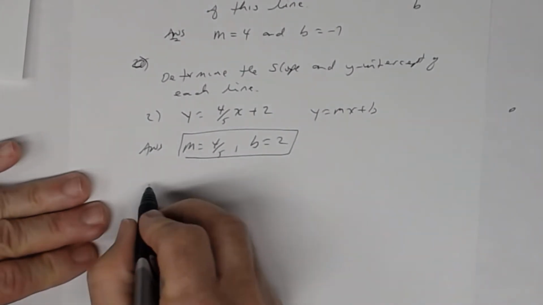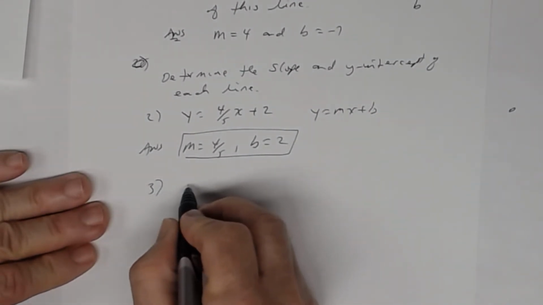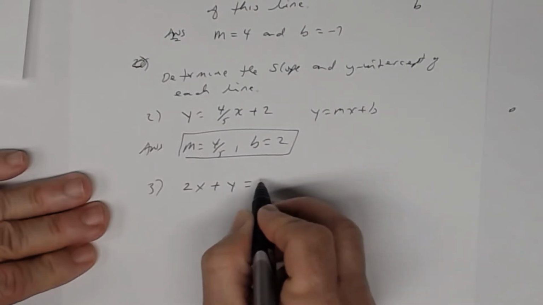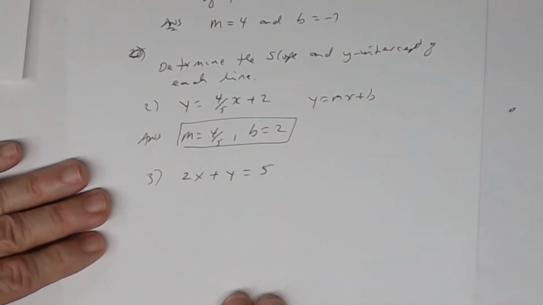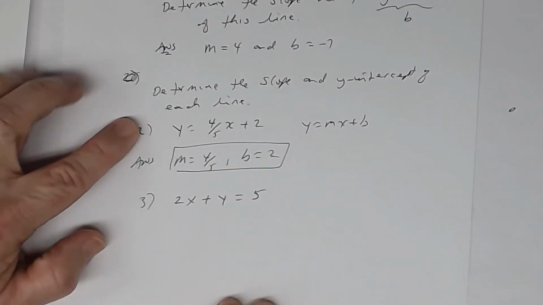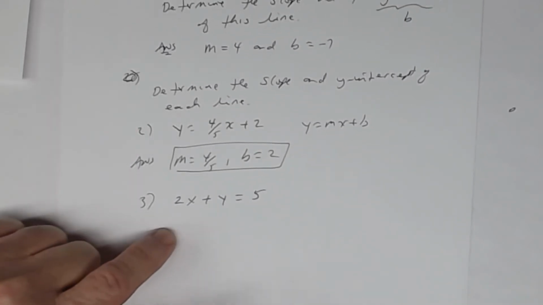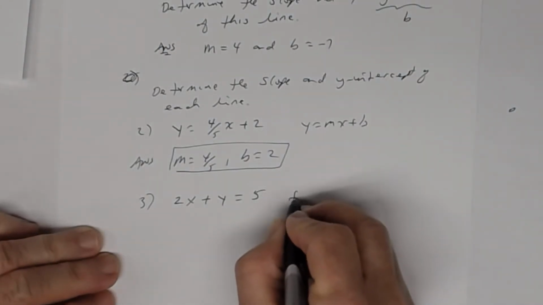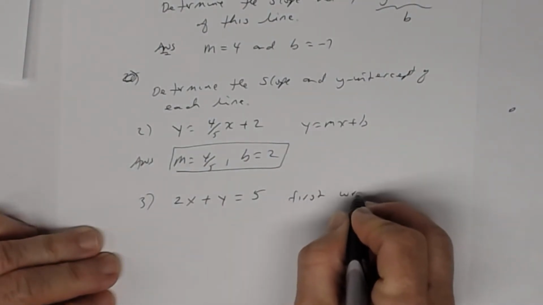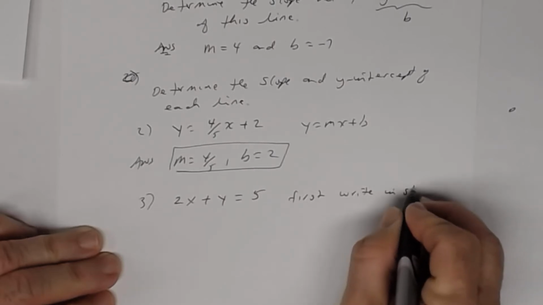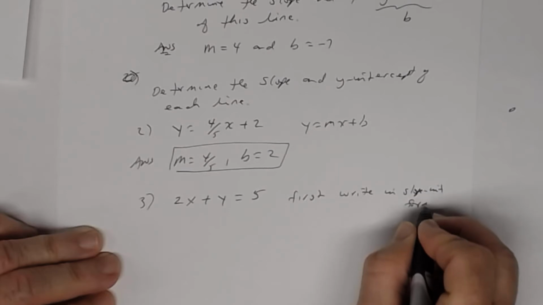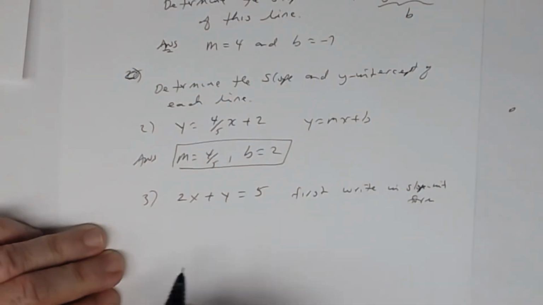Okay. Number 3, suppose we had 2x plus y equals 5. Now be careful. If you want to find the slope and the y-intercept, what must you do first? Well, you must first write this in slope-intercept form. So y equals mx plus b. So let's get y by itself.